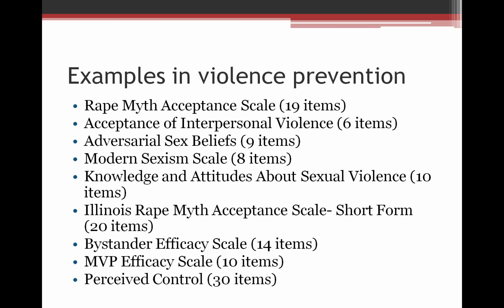So here are some examples of standardized measures in violence prevention. There's a rape myth acceptance scale. You can see how long they are. Acceptance of interpersonal violence, modern sexism, some knowledge and attitudes, bystander stuff, perceived control. So these might be some things that, in our communities, we're trying to impact with our prevention programming. They might be items that we could use or adapt to fit our populations.